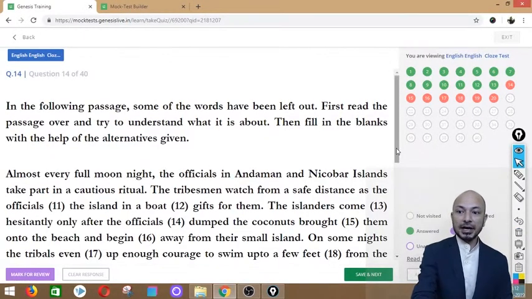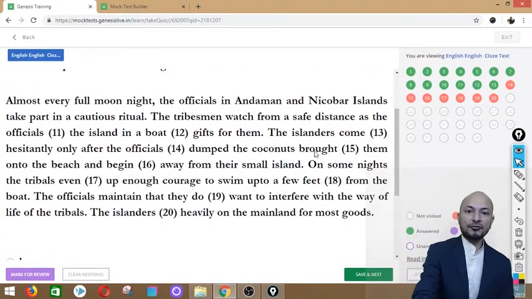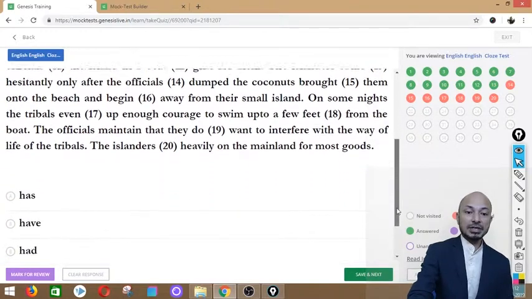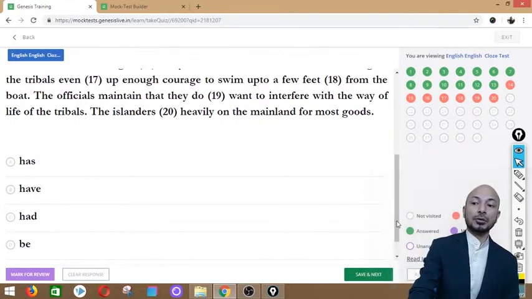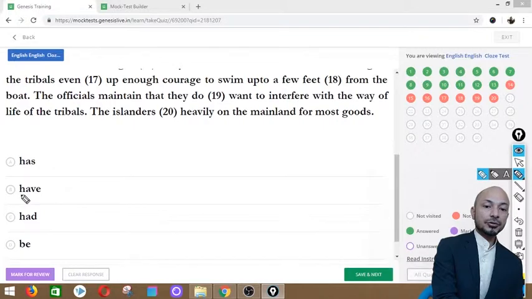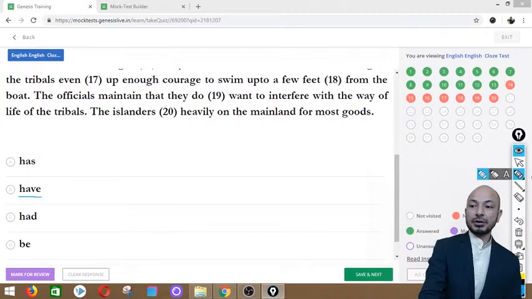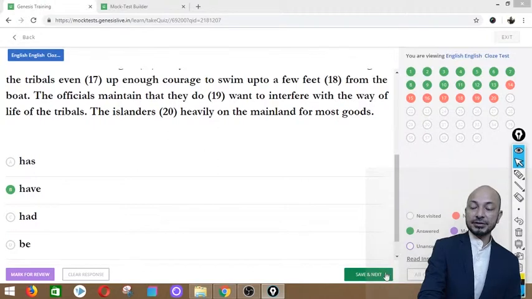On to question number 14, and let's scroll down in the passage. The islanders come forward hesitantly only after the officials dash dump the coconuts. Dash dump the coconuts, has dumped the coconuts, have dumped the coconuts, had dump the coconuts, or be dump the coconuts. In this case, it's going to be the officials have dumped the coconuts, because remember officials is a plural, so we need have and not has. Have dumped the coconuts. So we are going to click option B over here and say next.